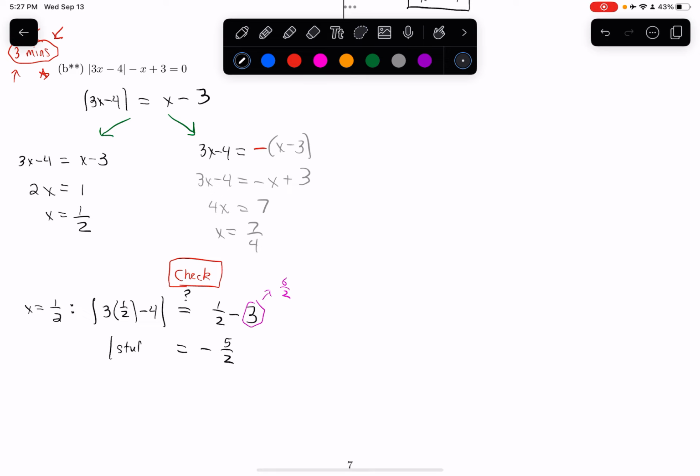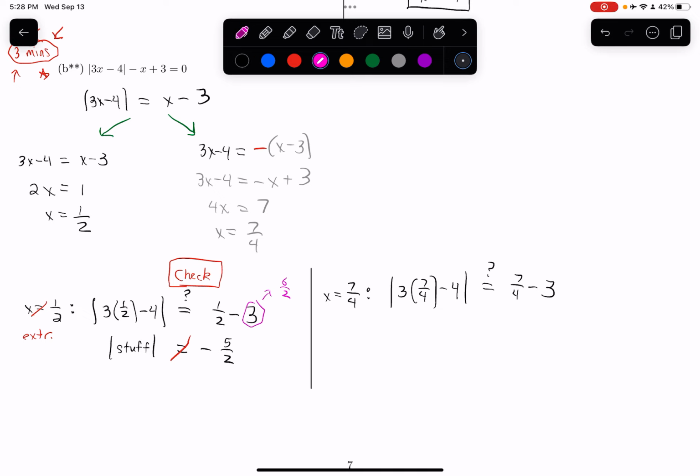So I got one more answer to check. So x equals 7 over 4. If I plug that in, absolute value of 3 times 7 over 4 minus 4, question mark on my equal sign, and then I plug in and I get 7 over 4 minus 3. Again, I have to get a common denominator on the right. So 3 becomes 12 over 4. So now when I subtract, I'll get negative 5 over 4 on the right.